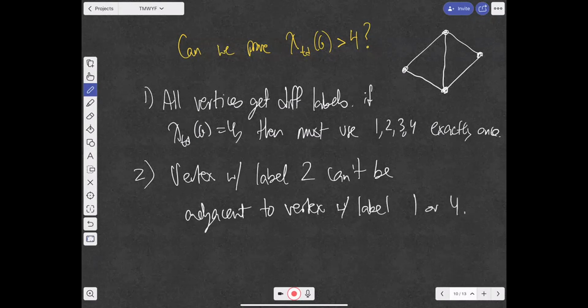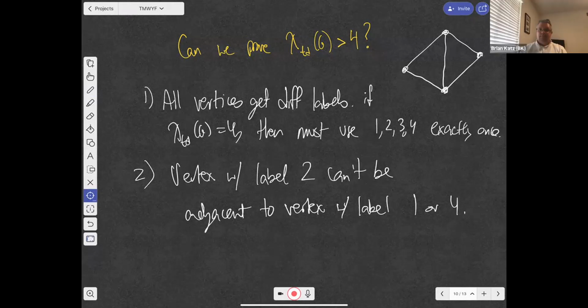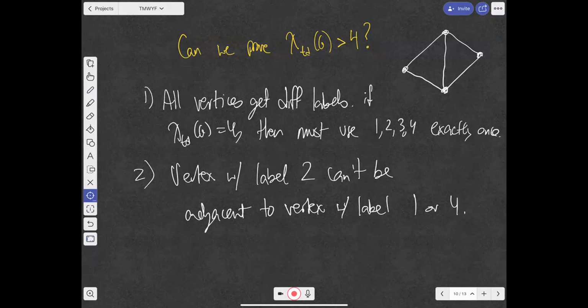Right, so every vertex up here in G has degree at least 2. And so it's got to be adjacent to the 1 or the 4, and then it won't work. All right, so now we know it's either 5 or 6. And I think we can now prove that it's 6.